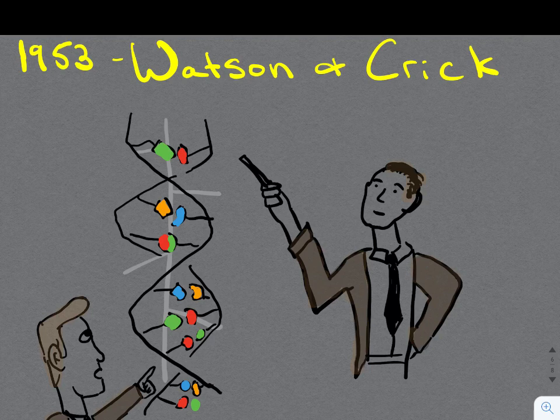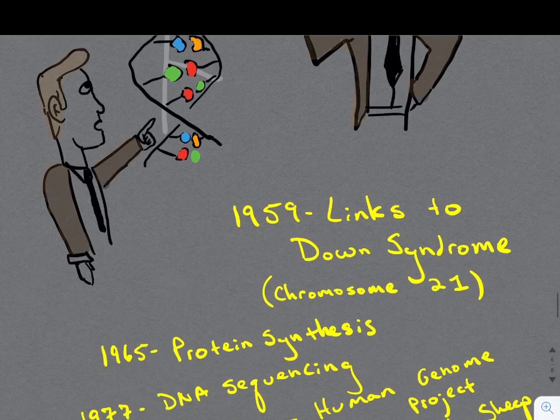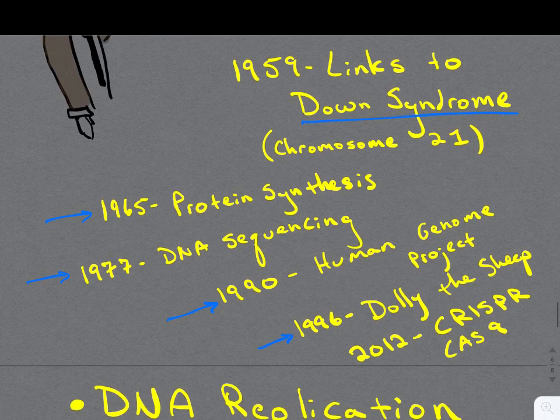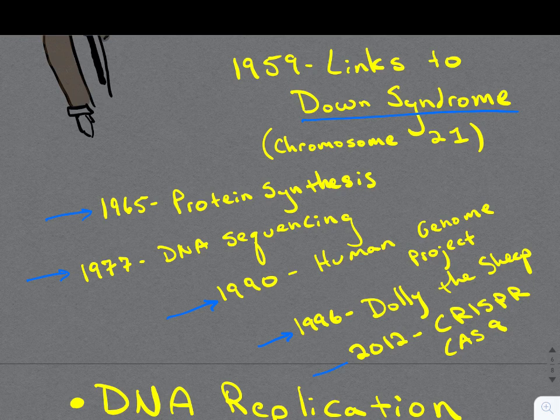Since then, there have been lots and lots of discoveries with DNA, the entire field of genetics. We learned about the links to certain diseases like Down syndrome, trisomy 21. We later learned about protein synthesis, how to sequence DNA. In the 1990s, we started the Human Genome Project, mapping DNA sequences with the use of computers. In 1996, we cloned the first mammal, Dolly the sheep, which was massively important. And then even now, we're discovering really important techniques like CRISPR-Cas9, which is a gene editing program.